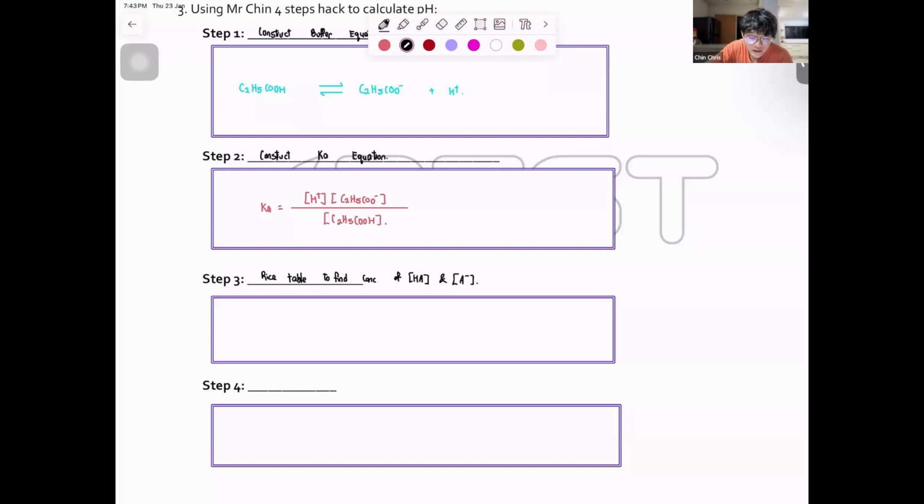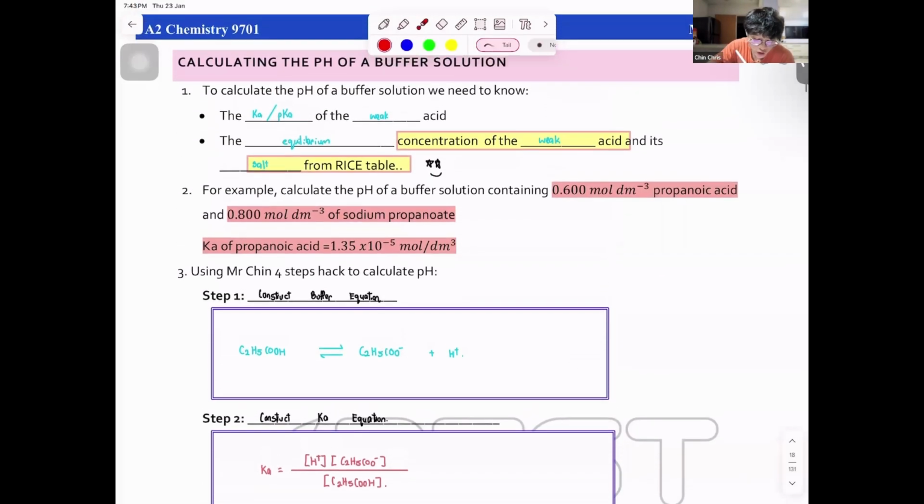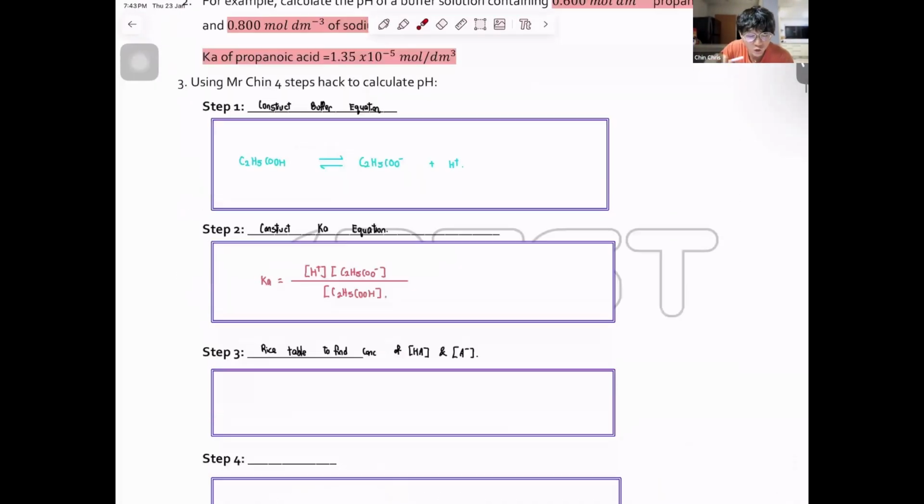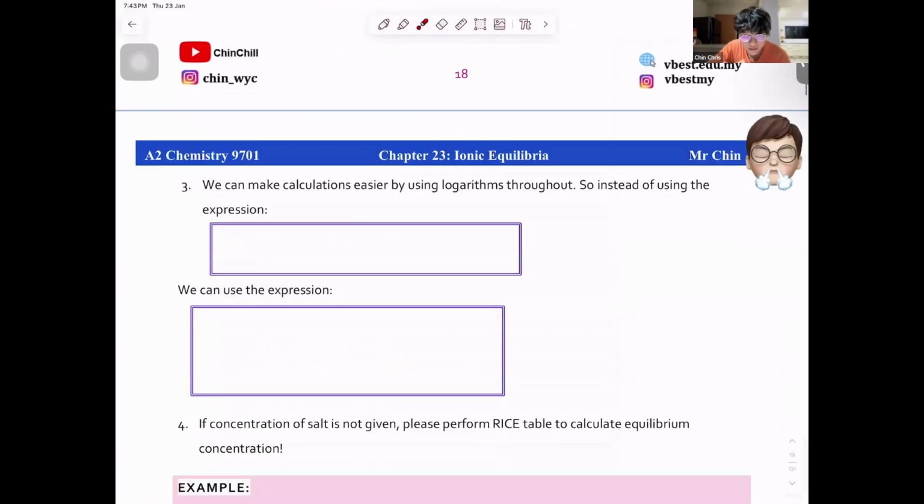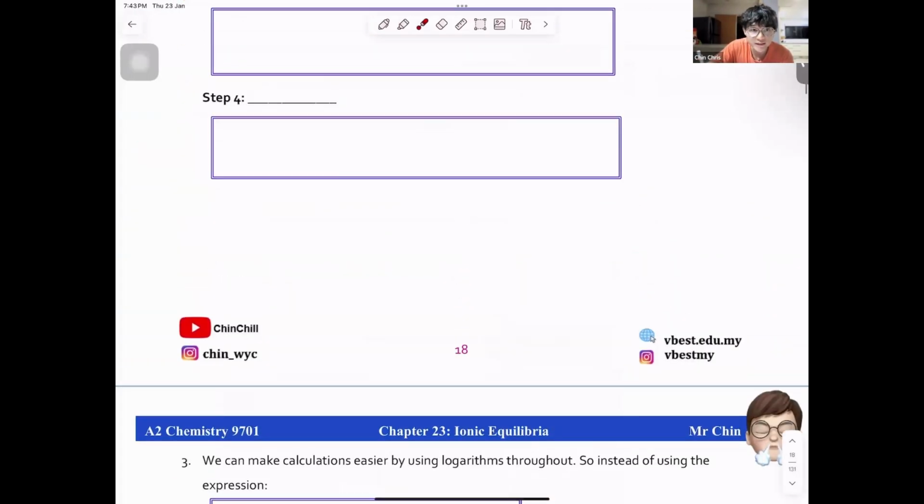So guys, for this question, the concentration is already given. If concentration is given, then you don't need to use a RICE table. But most of the time, in exams, the concentration is never given. Later we'll have some questions here, then we can try it out. So for this question, since concentration is given, there's no need for a RICE table.